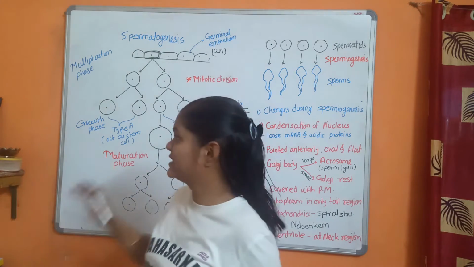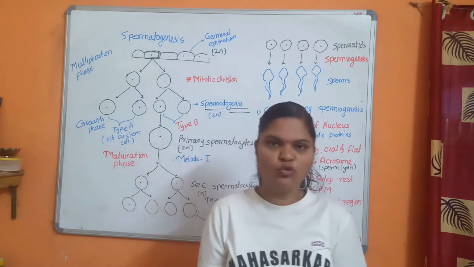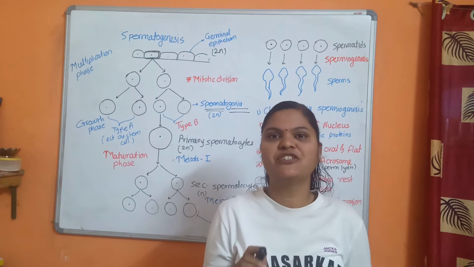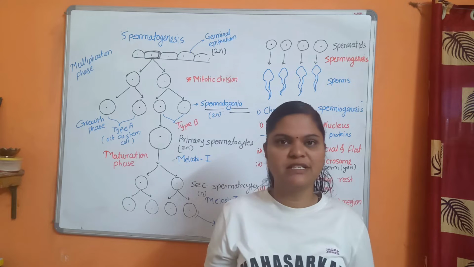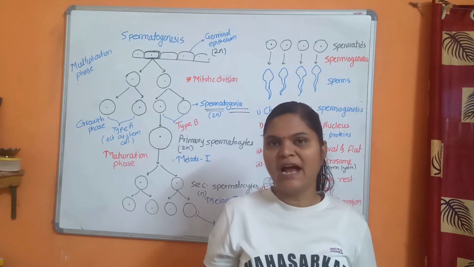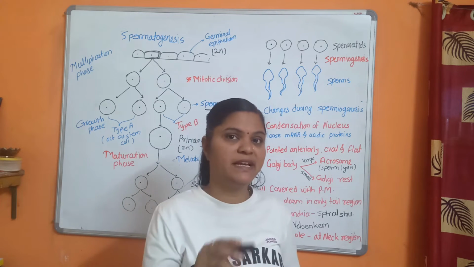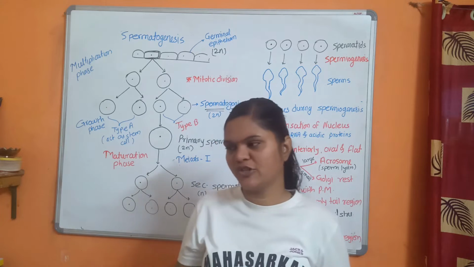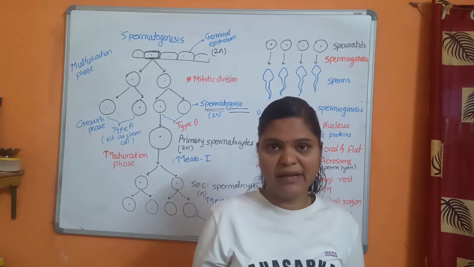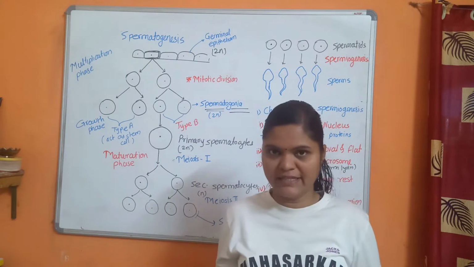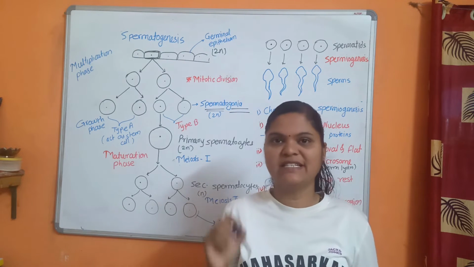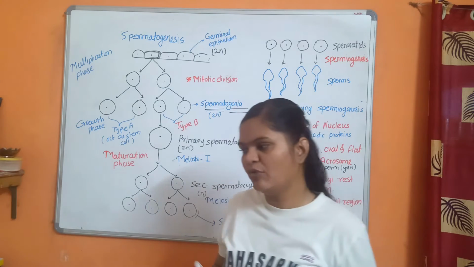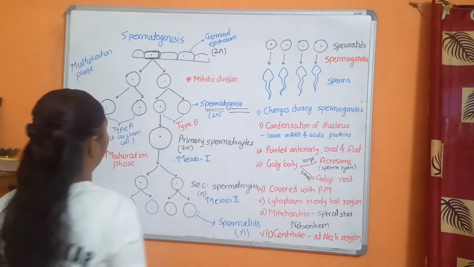In this part, we discuss gametogenesis. So what is gametogenesis? Formation of gametes. In the case of male, that is spermatogenesis, formation of sperm cells, and this spermatogenesis takes place in the testes, the primary sex organ. And in the case of female, the formation of egg cells is called oogenesis, and oogenesis takes place in the ovary. Now first we discuss spermatogenesis.